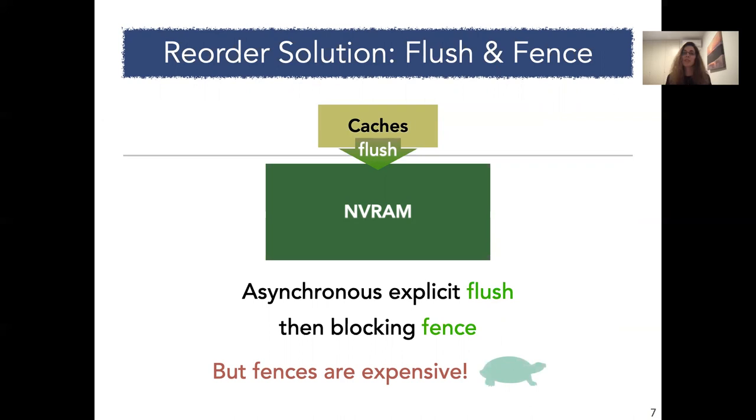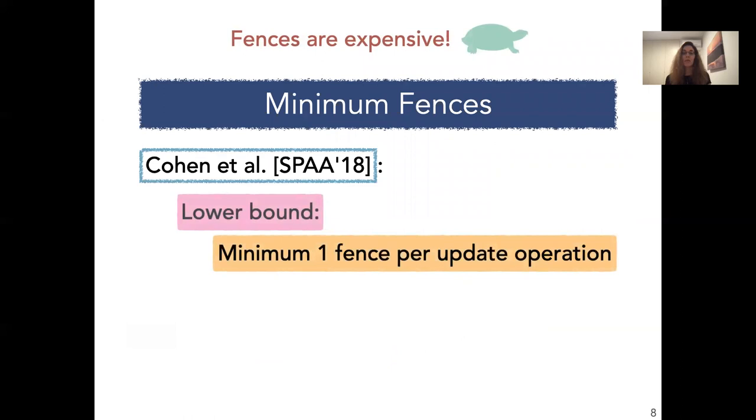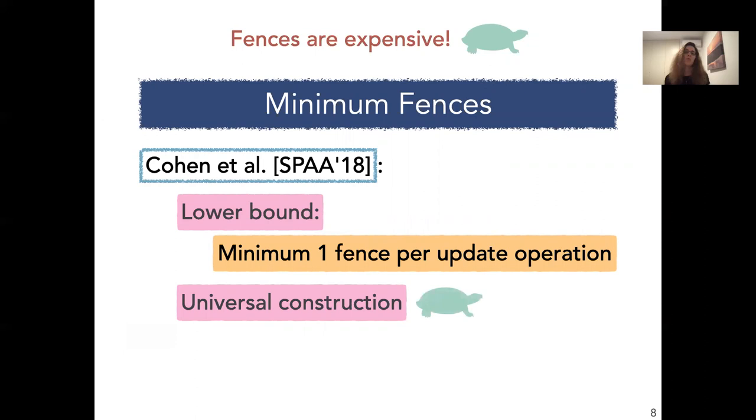This was shown by Cohen et al. that a durably linearizable lock-free object must use at least one fence per update operation. They also presented the universal construction that achieves this bound, thus proving it is tight. Yet, the universal construction is slow, as it is meant to prove an upper bound and not to provide good performance. We aim to improve performance by designing tailor-made implementations with minimum fences.